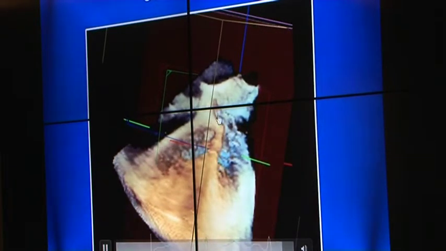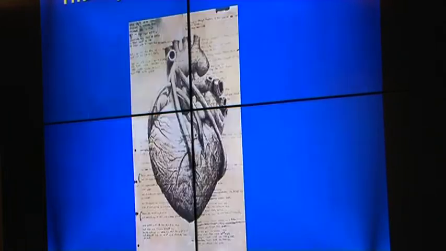Around this VSD you can see some weird, strange, irregular mass, which was vegetation. So this Gerbode type might be iatrogenic or due to infective endocarditis, an acquired Gerbode VSD.